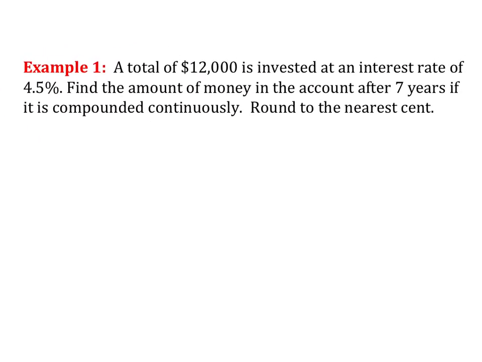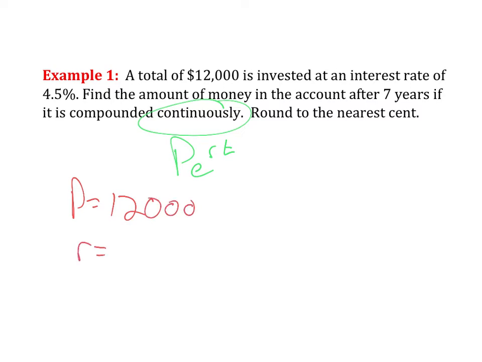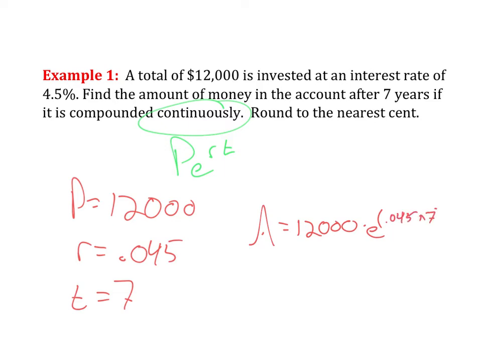A total of $12,000 is invested at an interest rate of 4.5%. Find the amount of money in the account after 7 years if it is compounded continuously. So this word continuously tells me that I am using the PERT formula. So if I'm using PERT, I need to know the starting amount. We've got it, 12 grand. I need to know the rate, 4.5%, so that's 0.045. I need to know the time, 7 years. So now I'm going to solve for the amount. So A equals $12,000 times e to the power of 0.045 times 7.